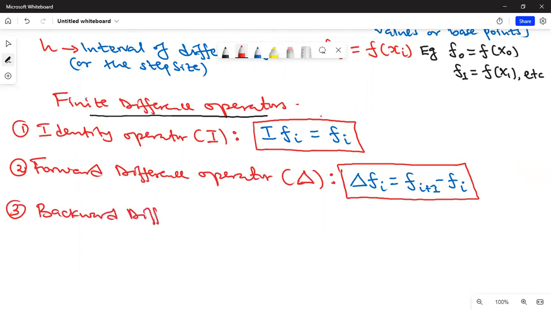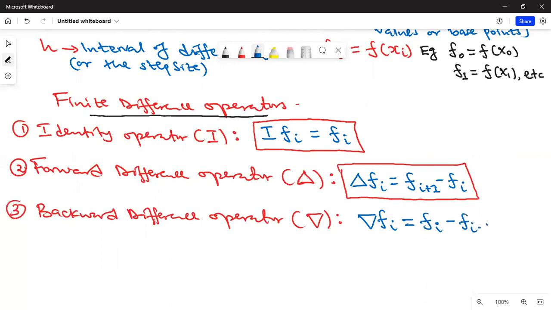Backward difference operator, that is denoted by, again, this is del, nabla. It's a Greek symbol, let us say nabla. So this is how it is defined: the backward difference of fi is equal to fi minus fi minus 1. It is the current minus the previous.